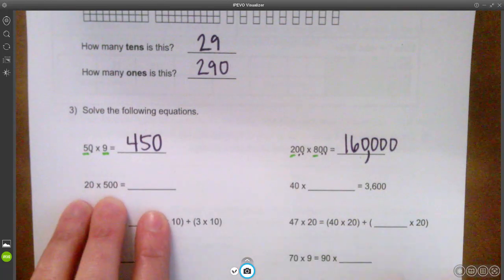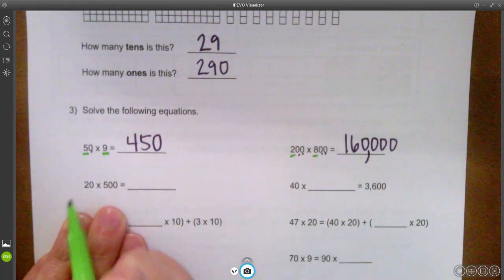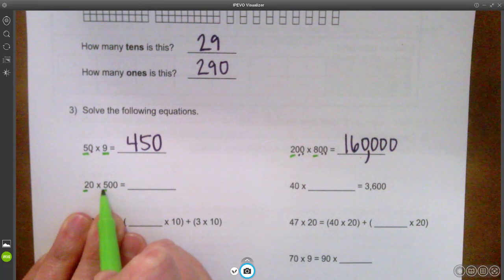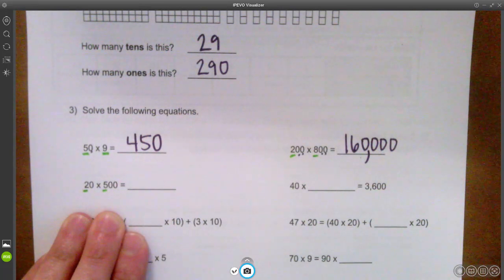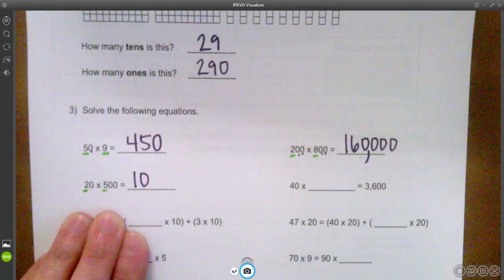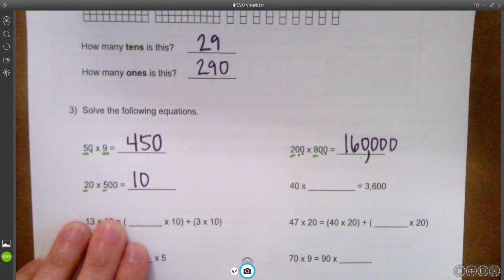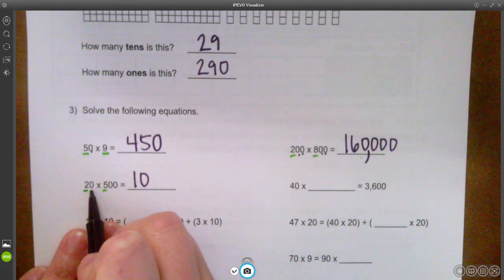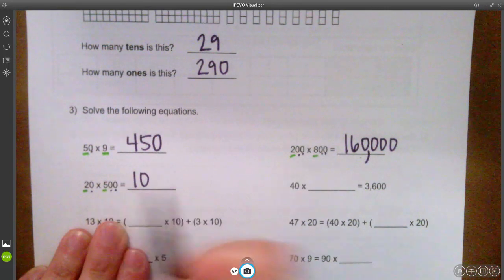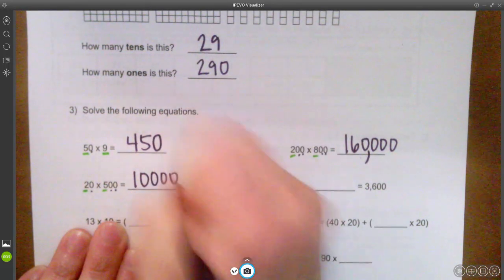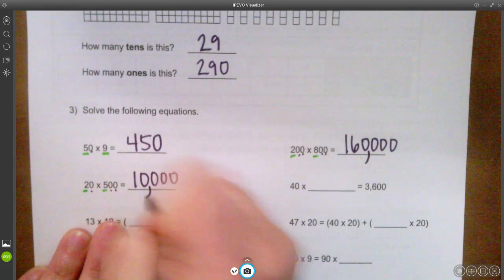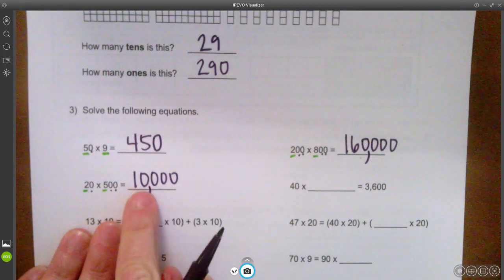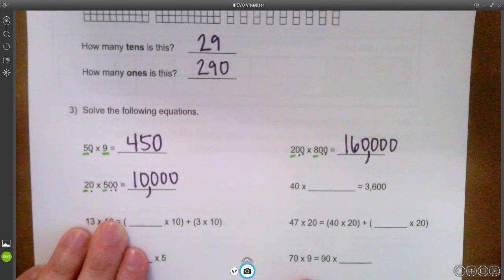20 times 500, again, we're going to ignore those zeros and just find the basic fact. 2 times 5 is 10. And because 10 already ends in a 0, just be extra careful. You might want to say 3 extra on the left, 3 extra on the right. So it looks like there's actually 4, but that's because this 0 was part of the basic fact.